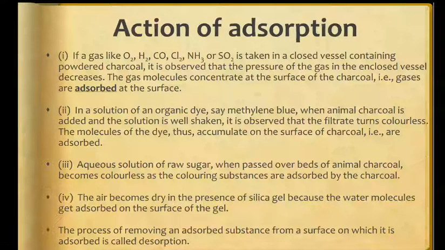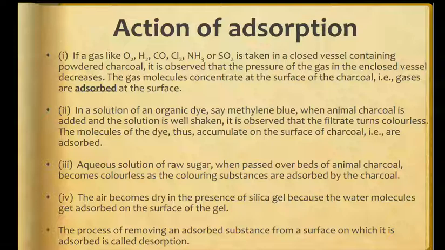A few examples illustrating the phenomenon of adsorption are: number 1, if a gas like oxygen, hydrogen, CO, Cl2, etc. is taken in a closed vessel, and in that vessel we add a little bit of powdered charcoal, we will observe that the pressure of the gas in the enclosed vessel will decrease. The gas molecules will start concentrating at the surface of charcoal. That means gases are adsorbed at the surface of charcoal.